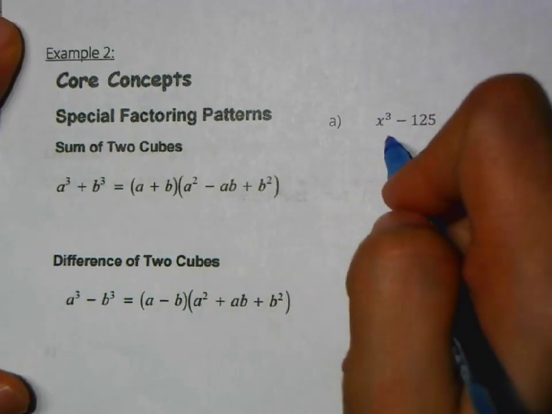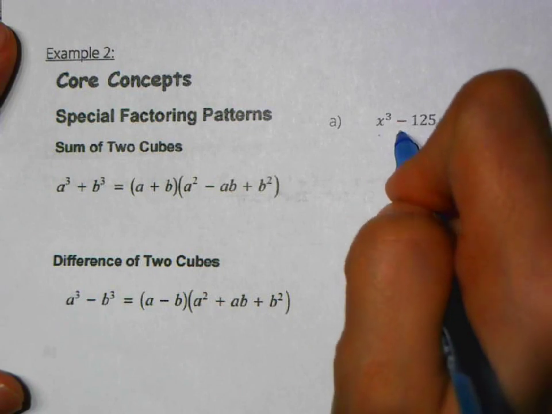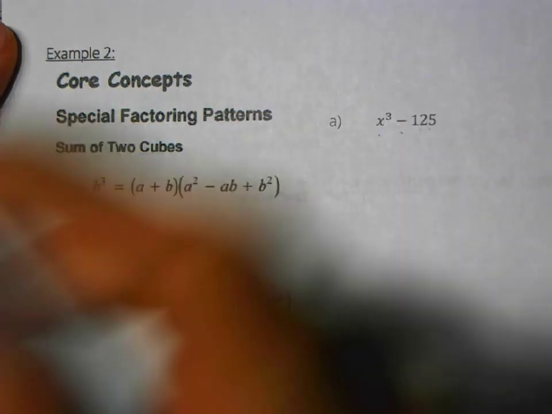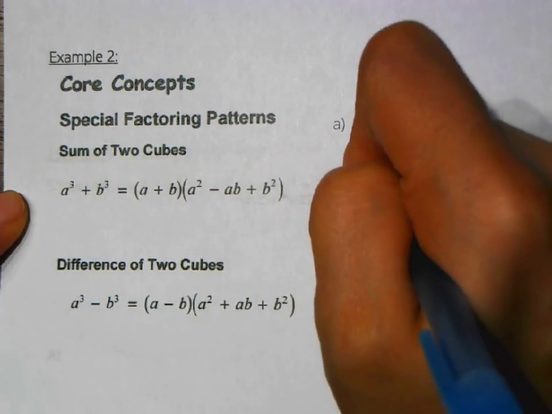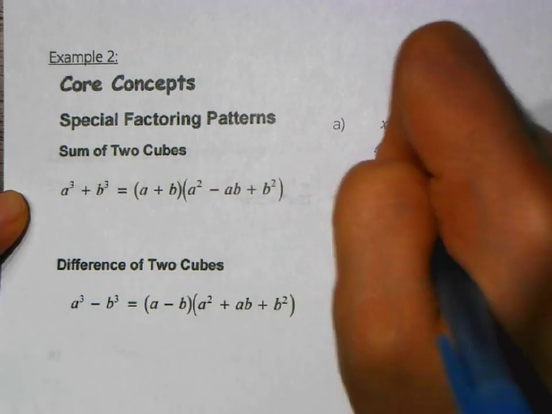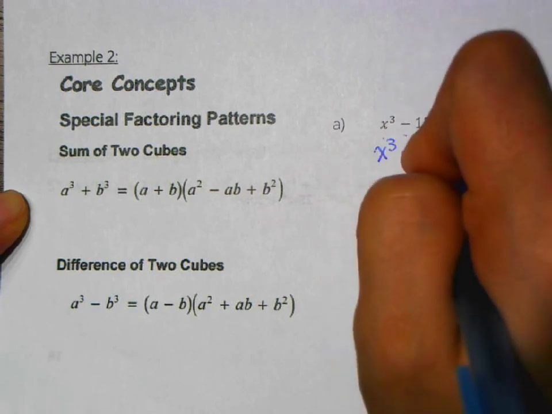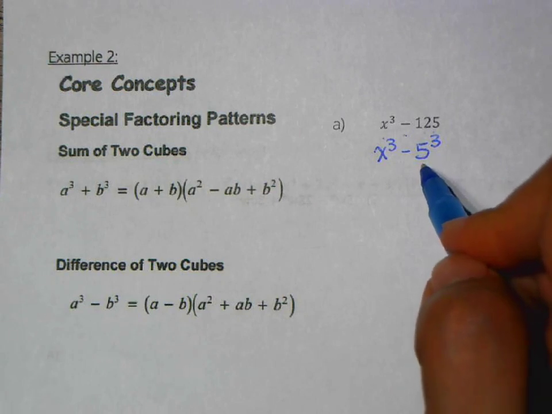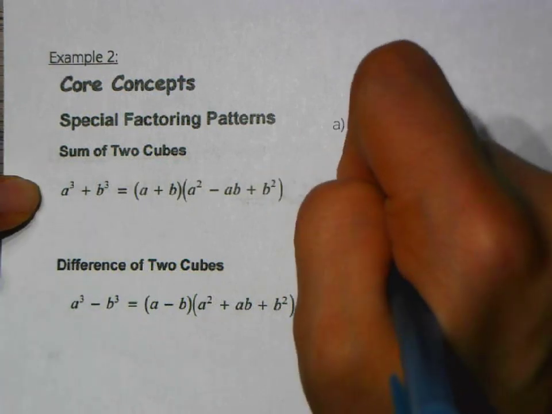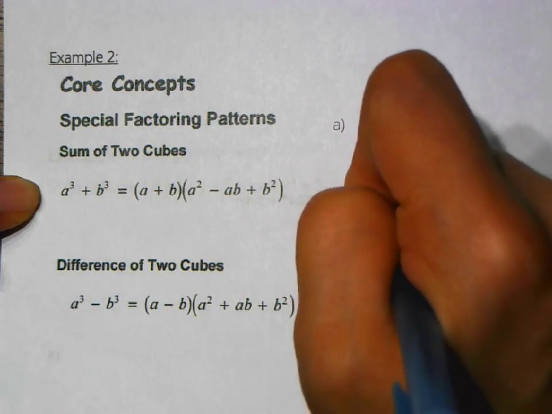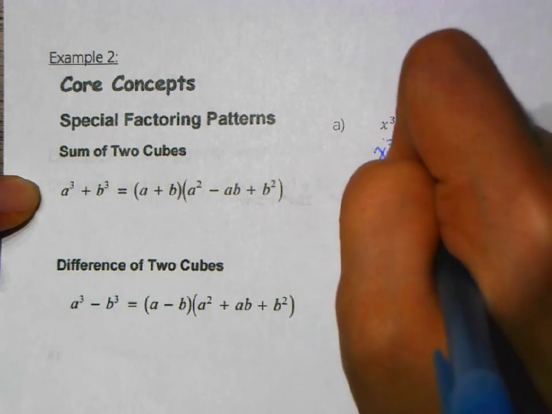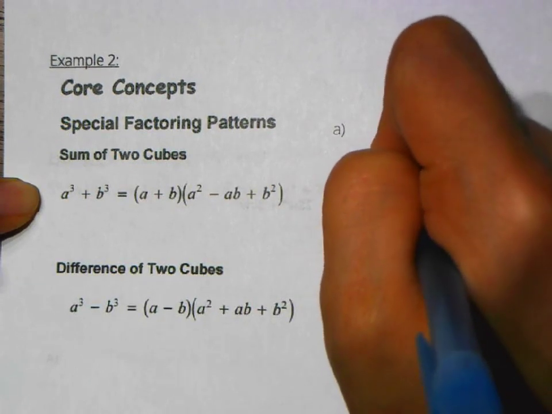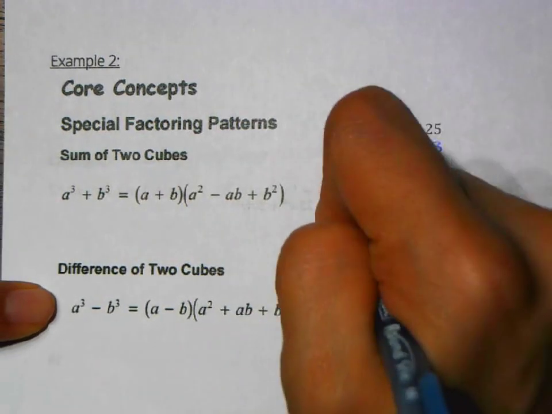If you take a look at this one, I have x cubed, that's a perfect cube, minus 125. 125 is also a perfect cube. I can actually rewrite this as x cubed minus 5 cubed, because I can get 125 by multiplying 5 by itself 3 times. So now I know that x is my a, 5 is my b, and since this is a subtraction, I'm looking at a difference of cubes.